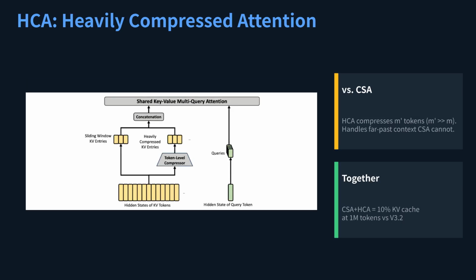HCA, heavily compressed attention, takes the compression idea even further. Where CSA compresses tokens in groups of M, HCA compresses groups of M prime, and M prime is far larger than M. So HCA handles the long-range distant past, while CSA handles medium-range context. Together they form a complementary system across the model layers. Some layers use CSA, some use HCA, and both include a sliding window branch for local dependencies. This hybrid design is the core reason why DeepSeek-V4 can support 1 million tokens, without the memory footprint collapsing under its own weight.